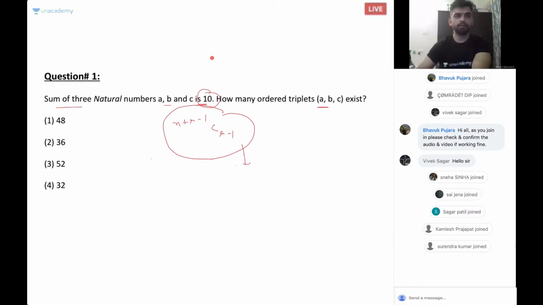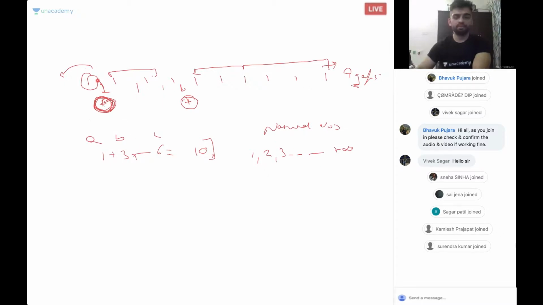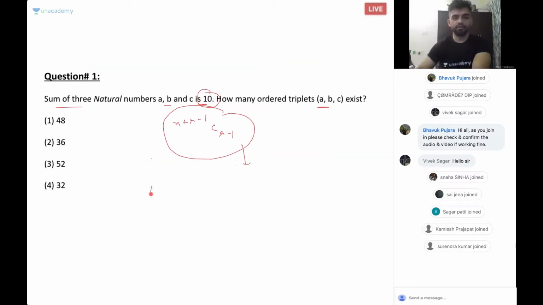So far so good. Let's see what further we're going to do here. What is happening is the sum is equal to 10, and we're trying to visualize. First of all, there's a simple formula. In this case, we're going to visualize what is happening.